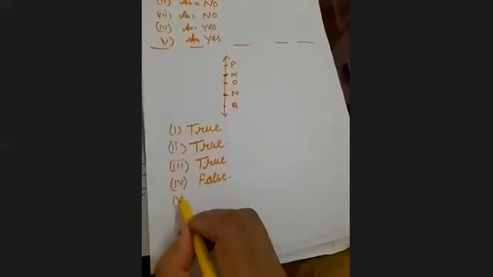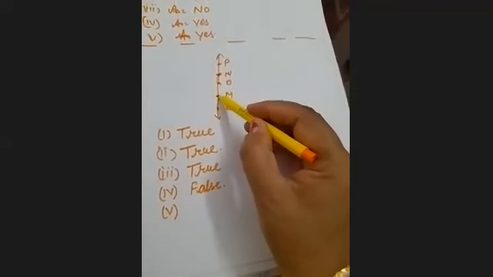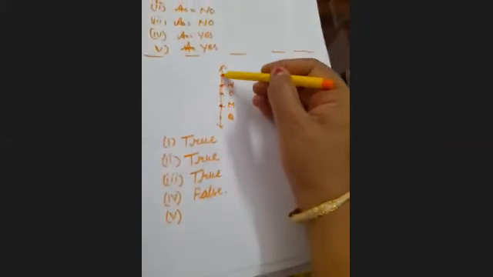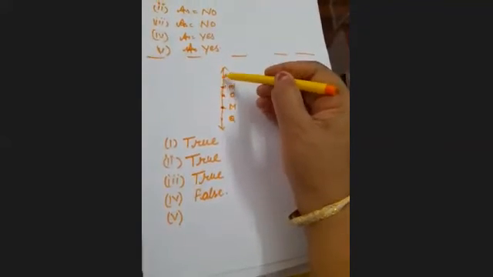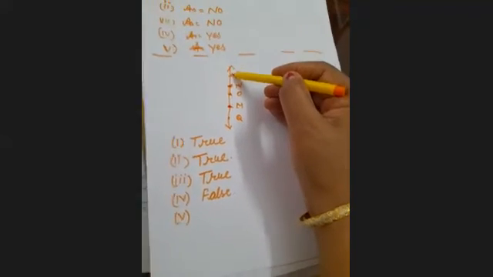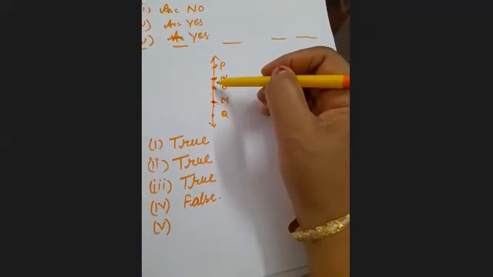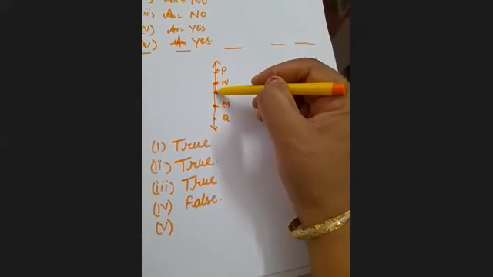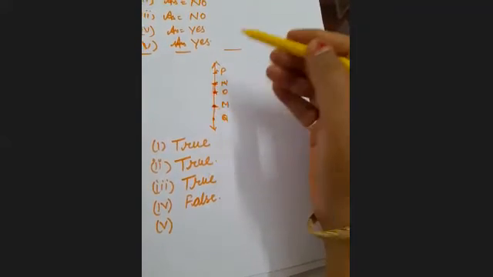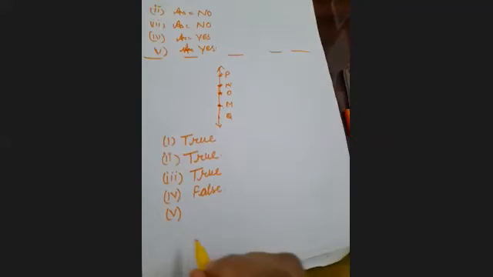Next is the fifth. M is a point on ray OP. This is ray OP. This is the initial point and this is point P. And M lies outer side of OP. So your statement is false.